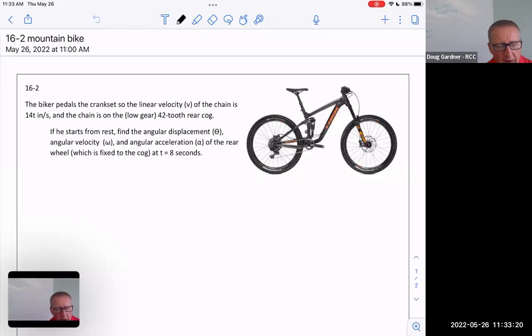So let's see, what do I call that 14? Notice it's units, it's very important. I want you to get this on your own. What do I call that?